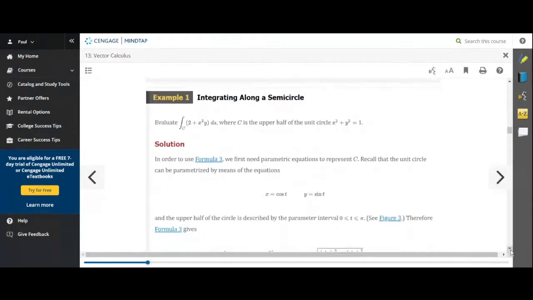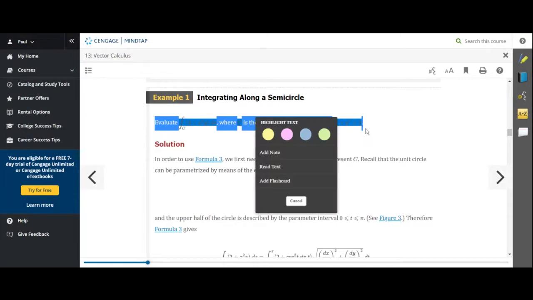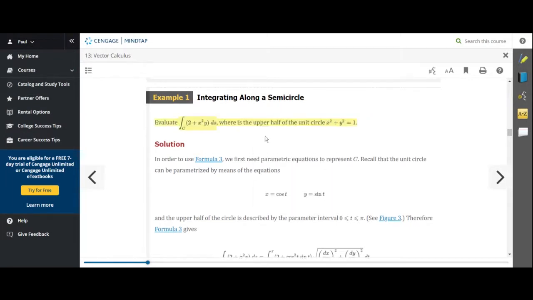Okay, so integrating along a semicircle. In this problem, they want you to evaluate this line integral where C is the upper half of the unit circle. Well, of course, if we're going to use the formula where we compute the line integral using the parameter t, then naturally what we need to do is find what the curve C is, the parameterization. It says C is the upper half of the unit circle.